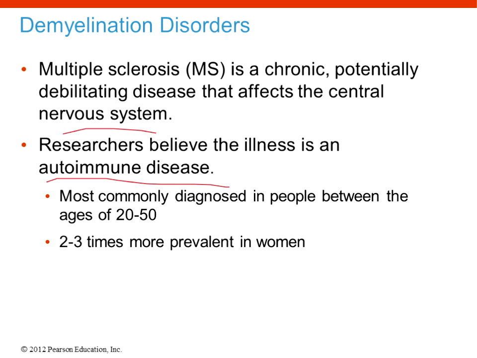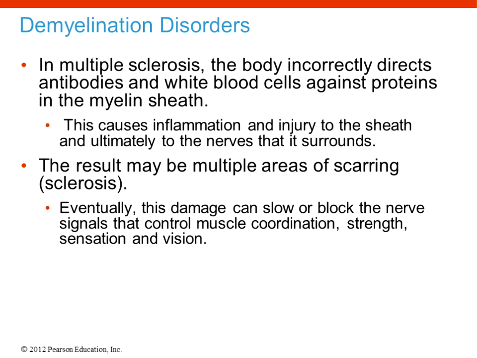It's thought to be primarily an autoimmune disease because the body is essentially incorrectly directing antibodies and T cells and things like that to attack the myelin sheath. Instead of attacking pathogens and other things that it's supposed to attack, it starts attacking the myelin and causes damage. So in multiple sclerosis, the body incorrectly directs antibodies and white blood cells against the myelin sheath. This causes inflammation and injury to the sheath, and then ultimately hits that nerve ending at that location. So it results in multiple areas of scarring, hence the term multiple sclerosis.